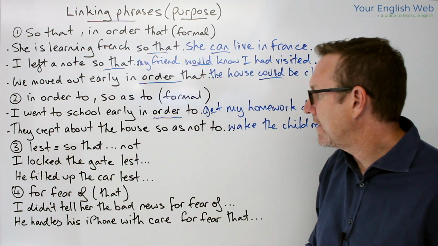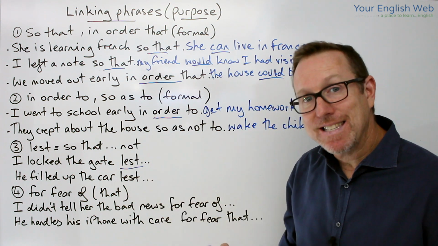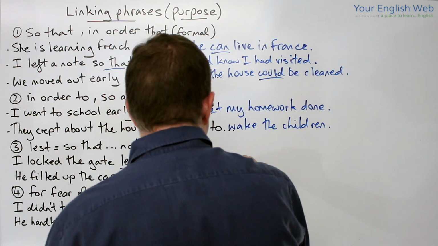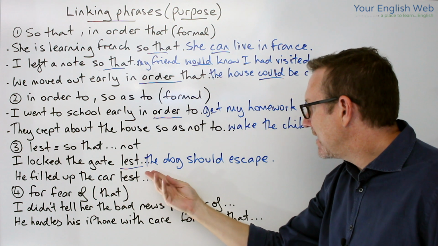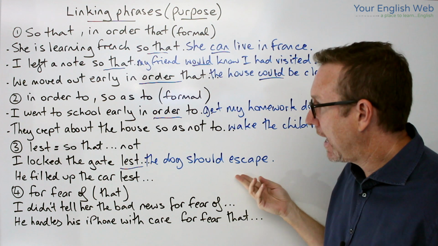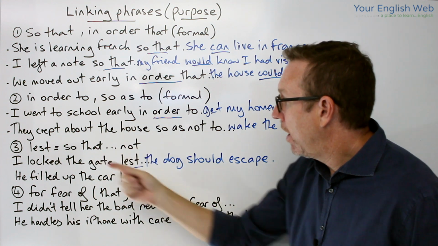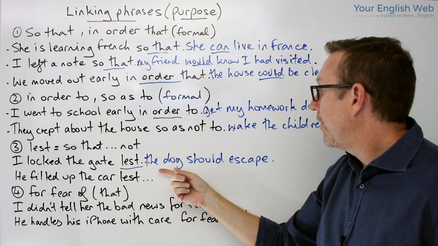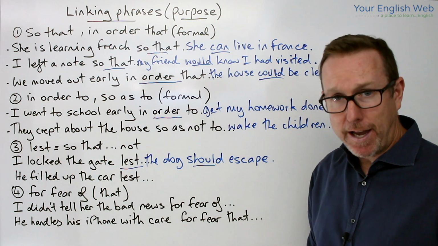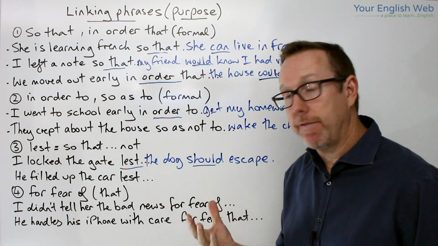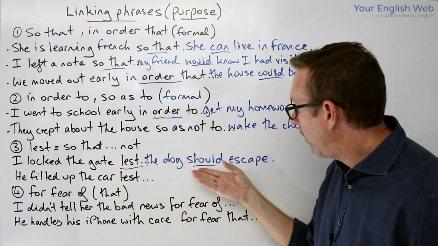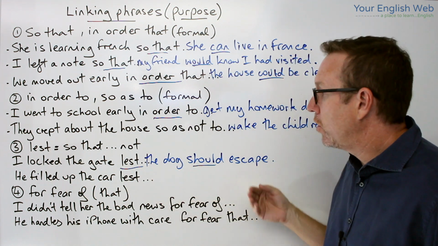I locked the gate lest the dog should escape, okay? Because I didn't want the dog to escape, so that the dog didn't escape. I locked the gate lest the dog should escape. Now you notice here that we're using should, okay? Now we can also use a subjunctive clause. We could say lest the dog escaped, okay? But here we're putting it here with the modal. Lest the dog should escape.